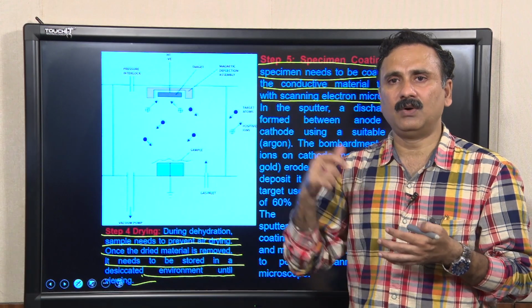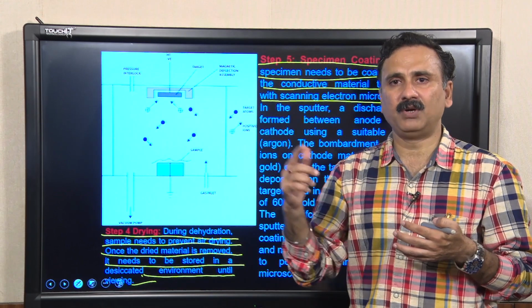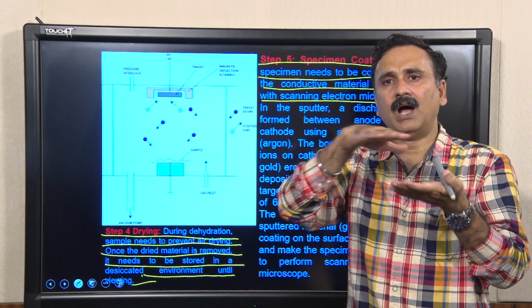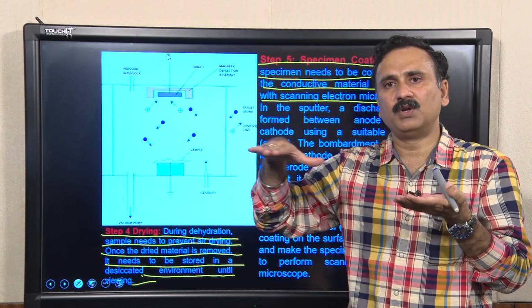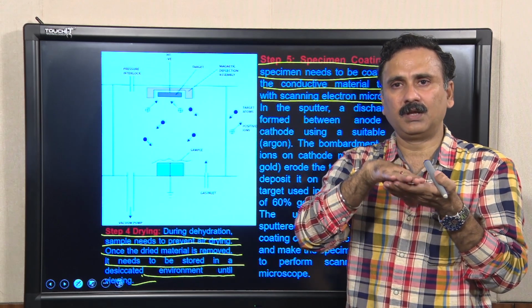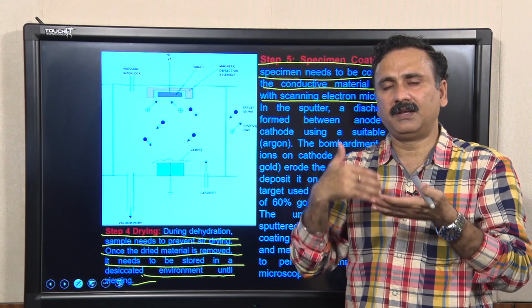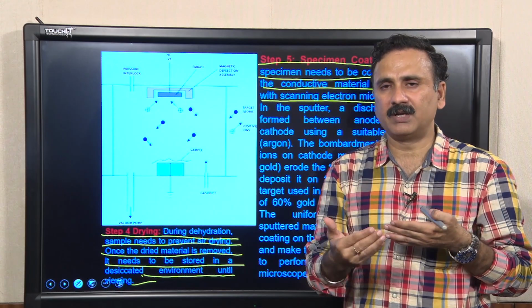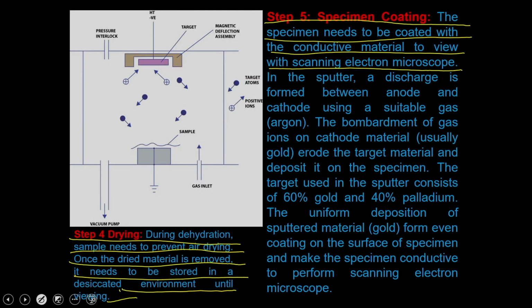In this case you are actually going to coat the sample, because you are simply interested in seeing what the surface morphology looks like. And that is the purpose of scanning electron microscopy. You do that with the help of a sputter. In a sputter, a discharge is formed between an anode and a cathode using a suitable gas.